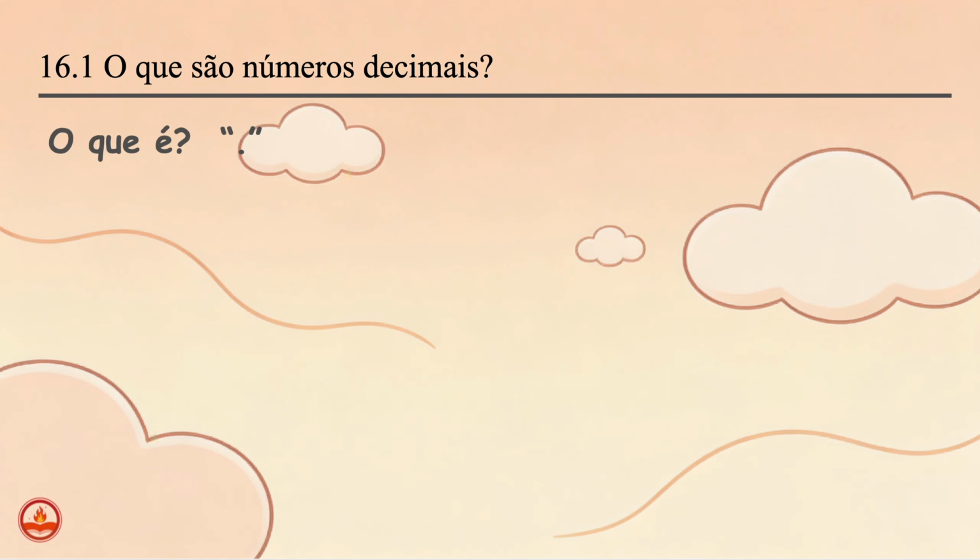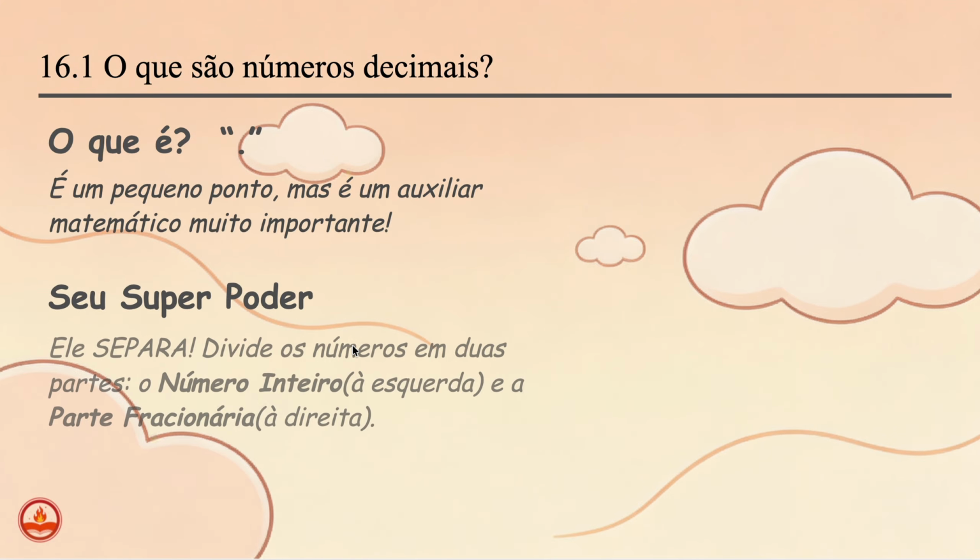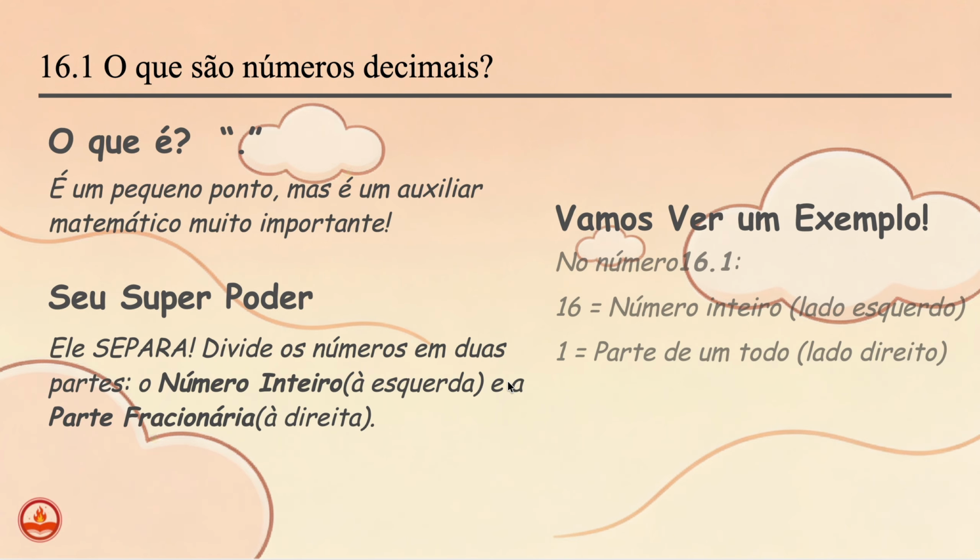In order to write decimals, we need a special helper. Look, this is the decimal point. It's just a little dot, but it's very important. Its job is to be a separator. It tells us everything to my left is a whole number, and everything to my right is a part of a whole. For example, in the number 16.1, 16 is a whole number, and the one after the point is a part.